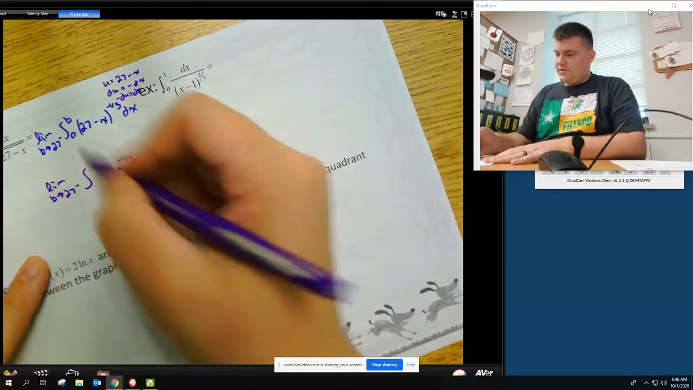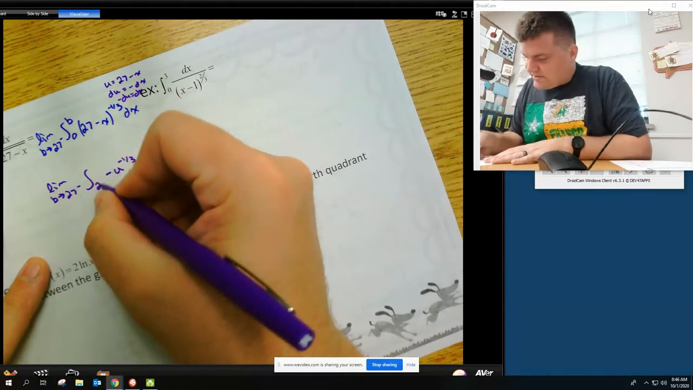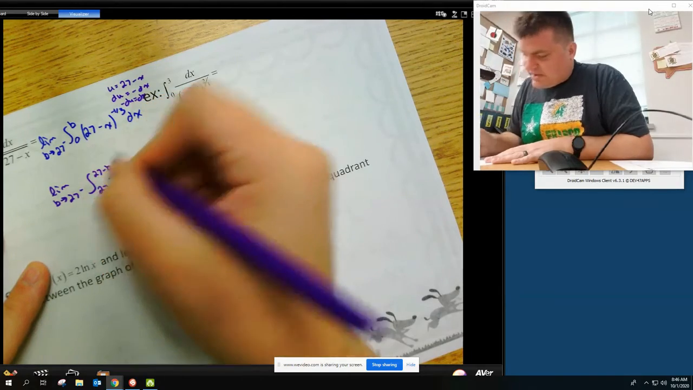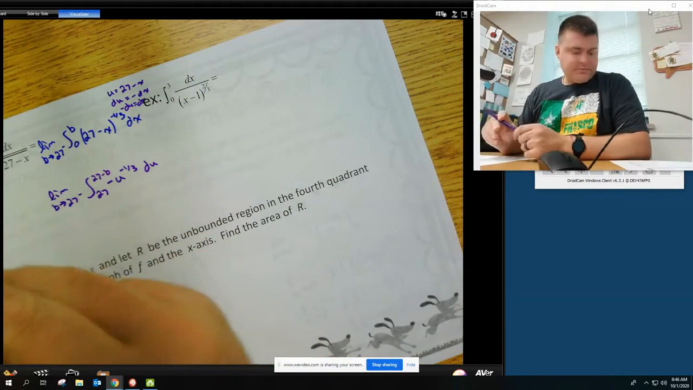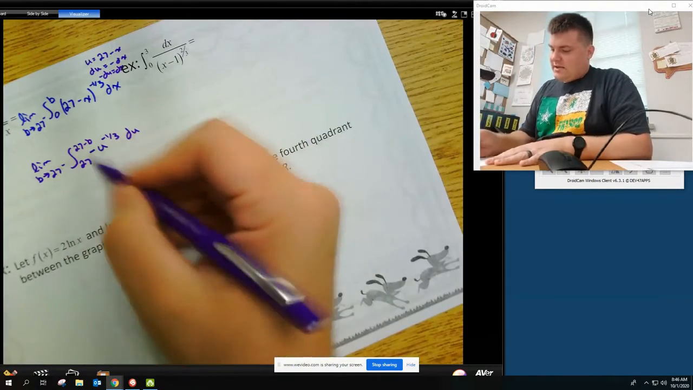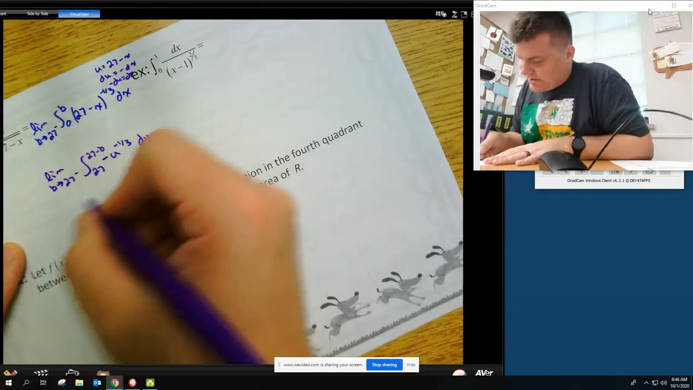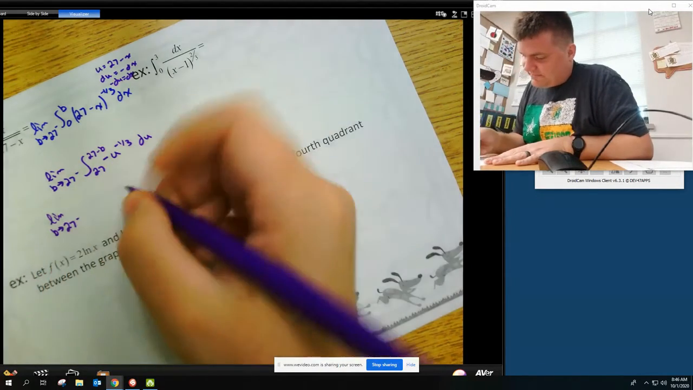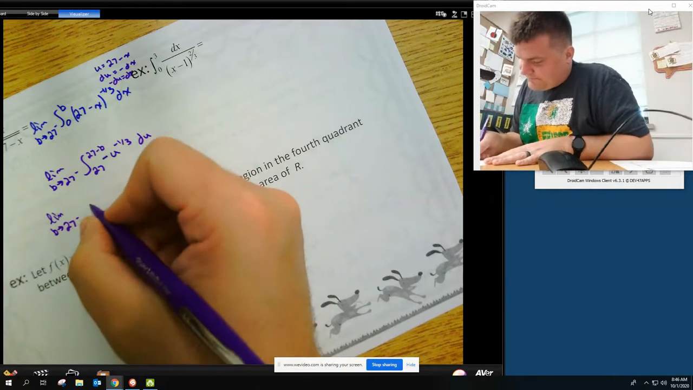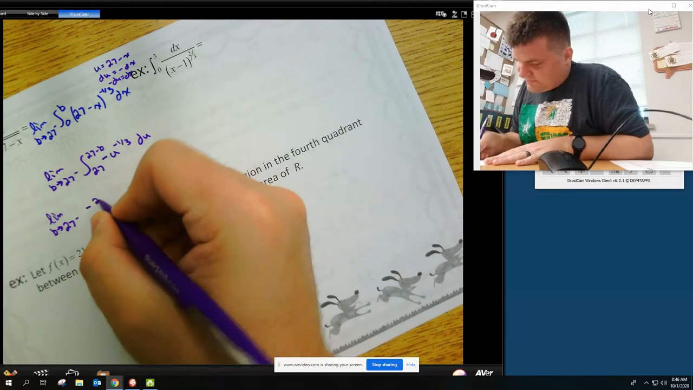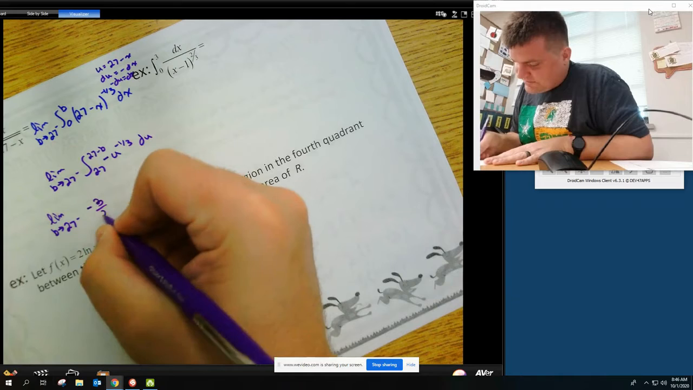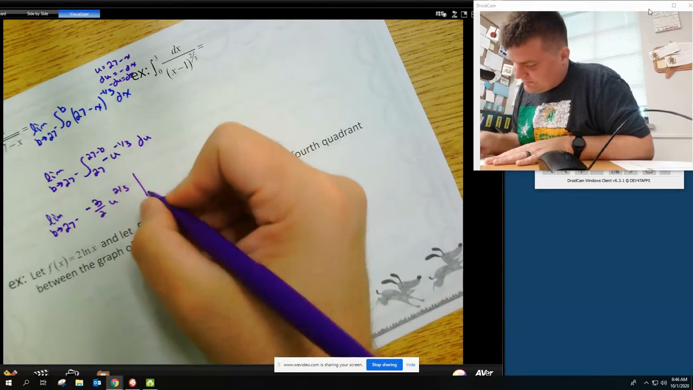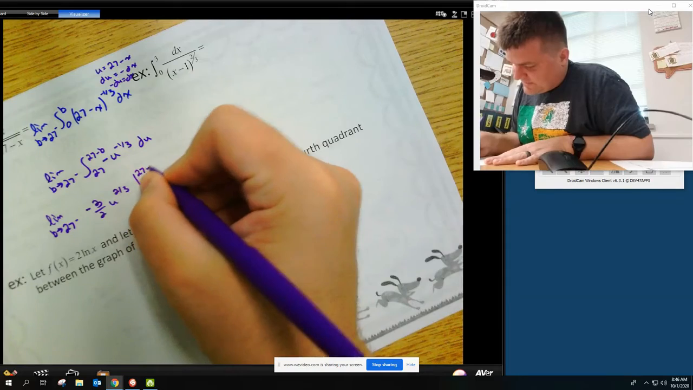If I plug in a 0 into my u here, I'm going to get 27. If I plug in my b, I'm going to get 27 minus b, and I'll just leave it like that. I'm not going to switch it around. Okay, now we can integrate that, and we're going to get the limit as b approaches 27 from the left of negative 3/2 u to the 2/3, from 27 to 27 minus b.